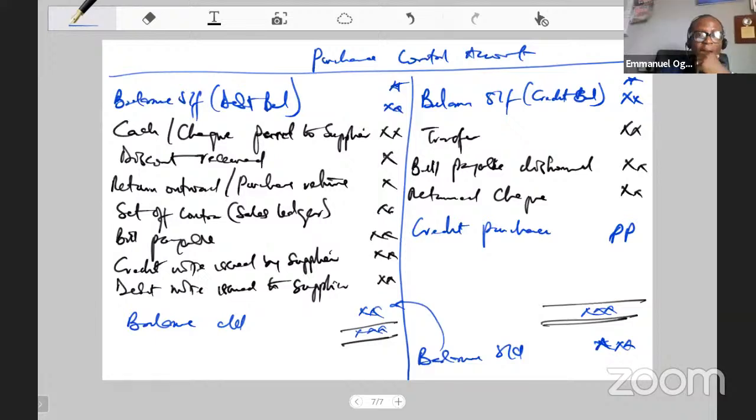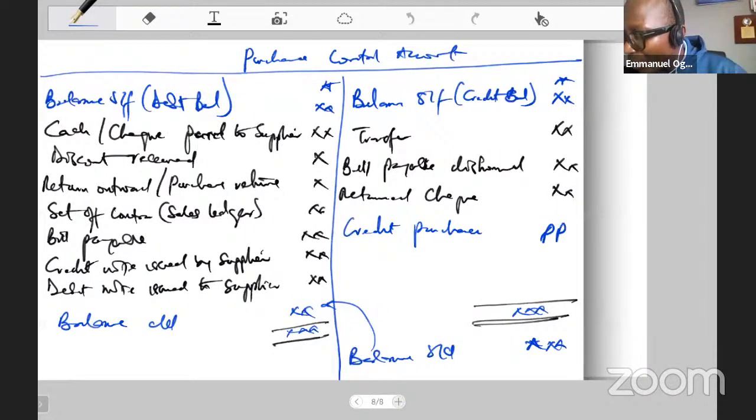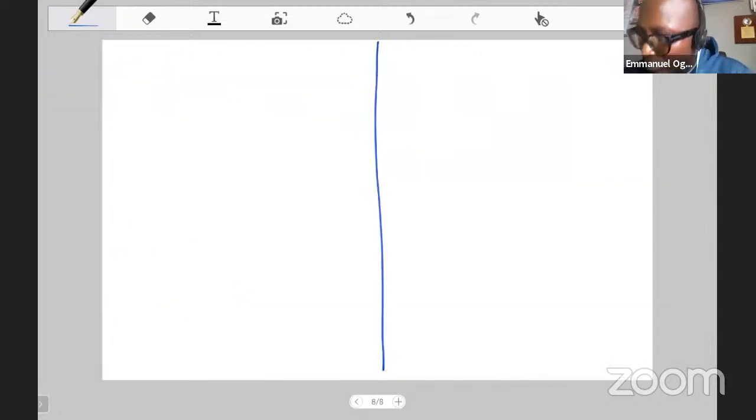Okay, so what we now need to understand to wrap it up is that it is not all the items of transaction that you put inside your control account.